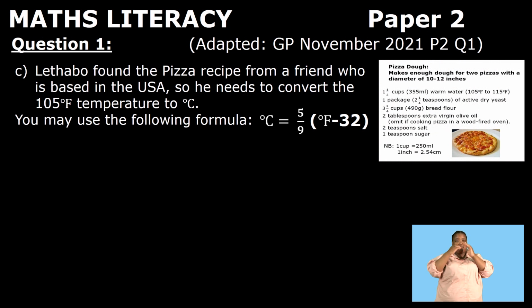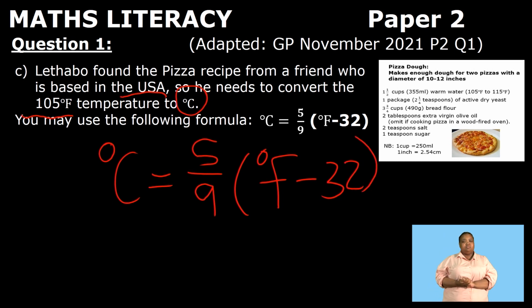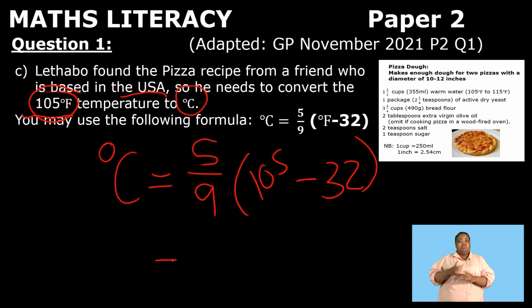Letabo found the pizza recipe from a friend who is based in the USA. So he needs to convert the temperature in Fahrenheit to degrees Celsius. So the only thing that we need to do is we need to go and look at the formula given. Let's just write it so that we can see it properly. And then you substitute, the 105 will be substituted here. And then you will punch it exactly as it is into your calculator to get your answer.